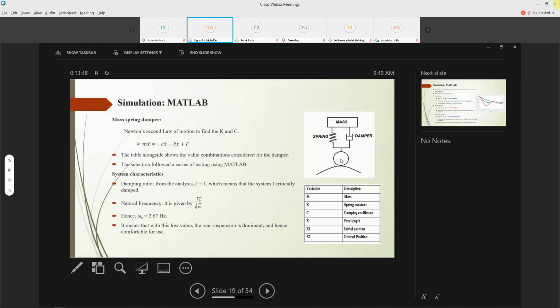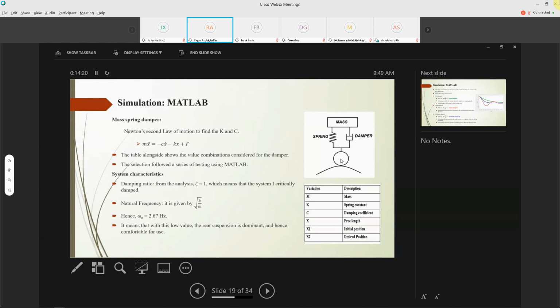So we made a simulation, and generally simulation and modeling provide clear feedback when designing a system to determine methods and analyze for better understanding. In our project, we use different types of software such as SolidWorks and MATLAB. For the MATLAB, we use the mass damper system as the concept of Newton's law of motion to find our spring constant and damper coefficient.